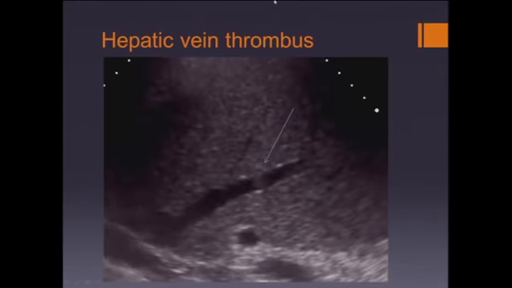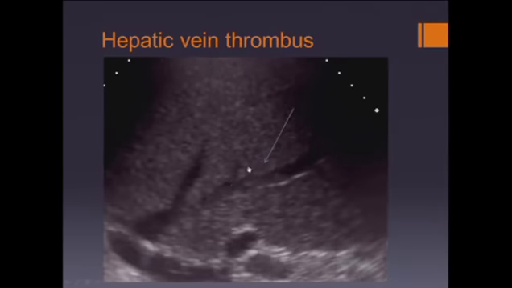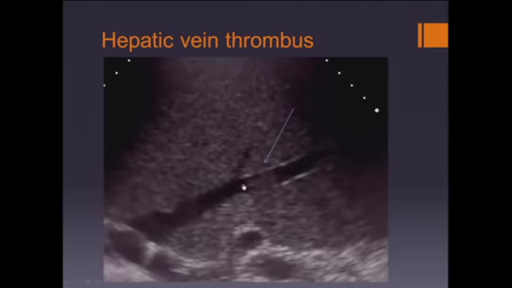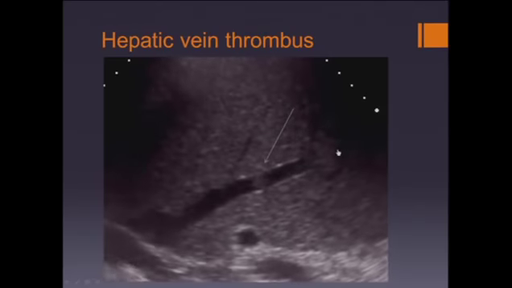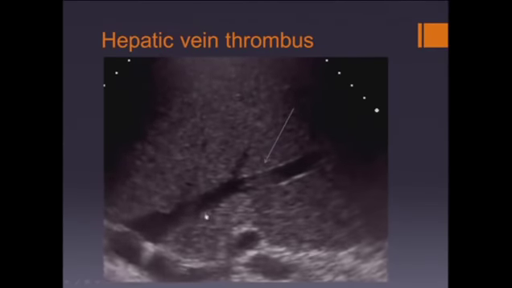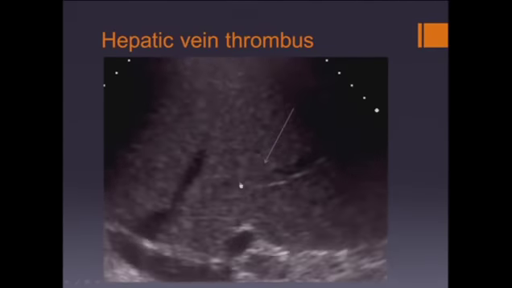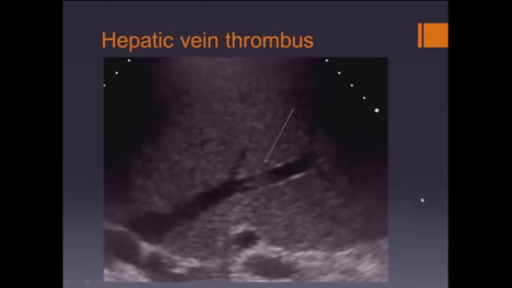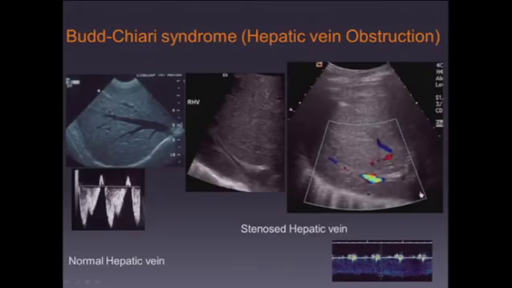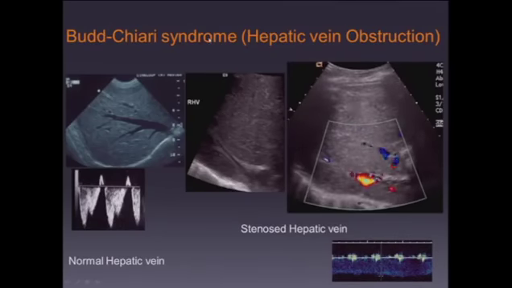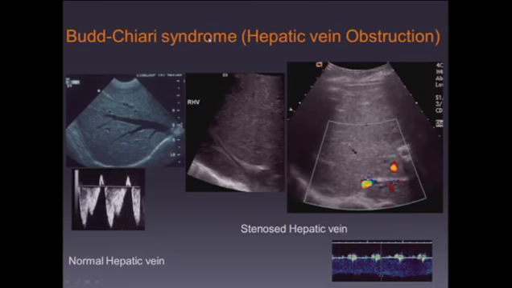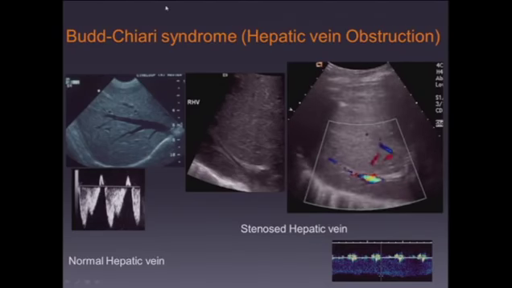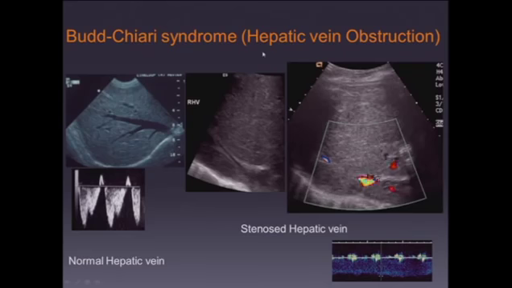Acute hepatic vein thrombosis will appear in the form of a filling defect. So this is an example of an acute hepatic vein thrombosis. This is the hepatic vein draining into the IVC, and within the hepatic vein we see an echogenic filling defect, which is a clot. However, Budd-Chiari usually presents in the setting of chronic hepatic vein obstruction, and this slide illustrates the appearance of chronic hepatic vein obstruction.